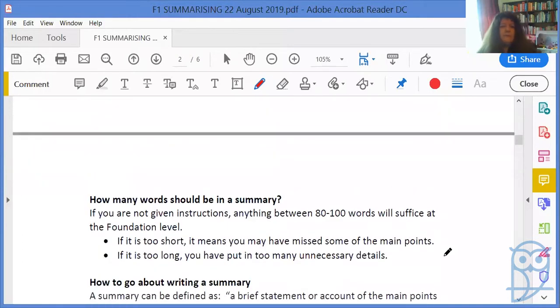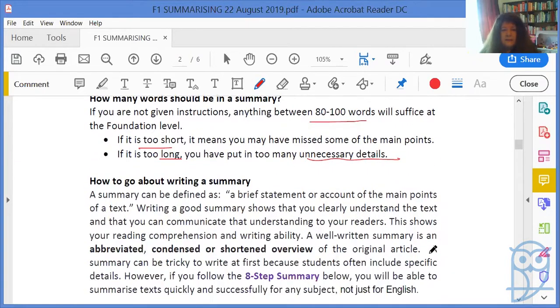Here's another question. How many words should be in a summary? If you're not given any instructions, you generally write about 80 to 100 words at the level you're at. So that's really a bit of a large paragraph. Because if it's too short, it means you've missed some of the main points. If it's too long, you put in unnecessary details, which we don't need.